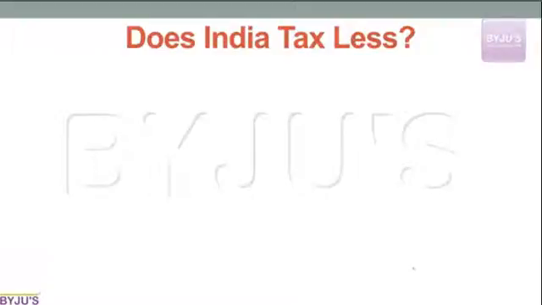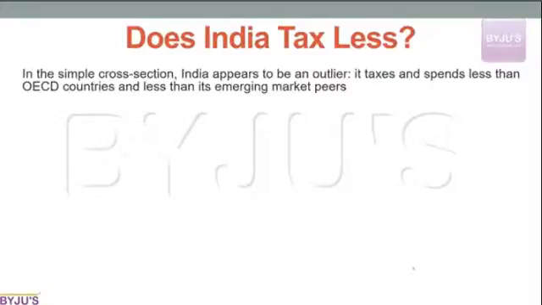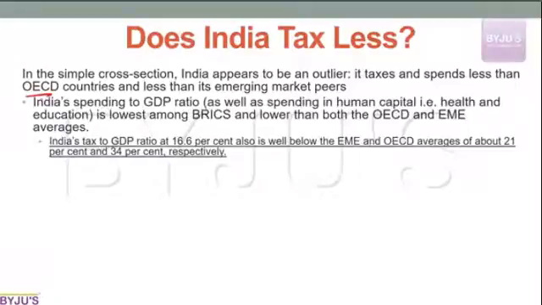Now overall, does India tax less? This discussion is elaborated in the Economic Survey. We already saw the answer to the question. There's no suspense here. But how does the Economic Survey go about it? Let's have a very brief look at this. If you compare the rich countries of the world, India is taxing much less. Even compared to our own market peers, emerging market countries, India is taxing much less. India is lowest among the BRICS nations, lower than the OECD, etc.